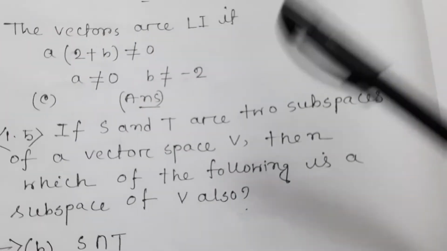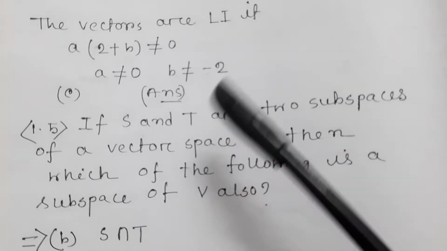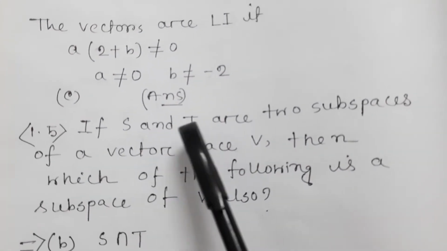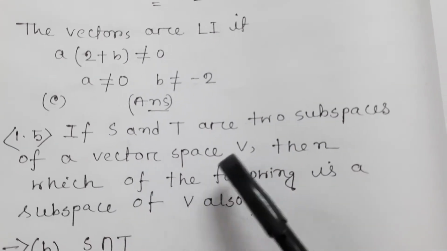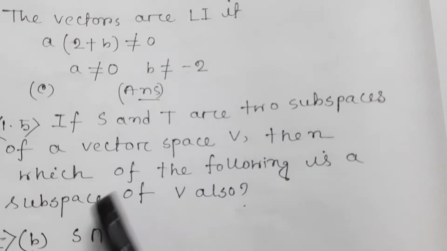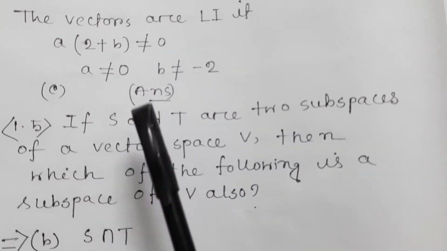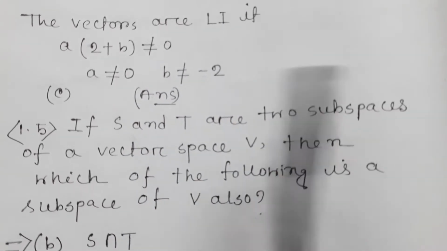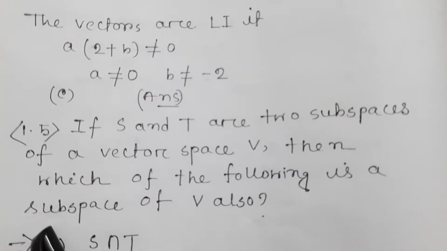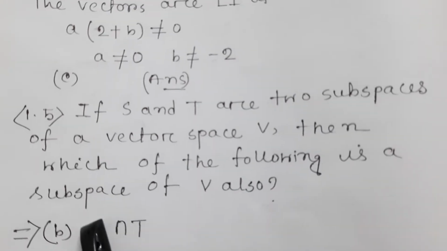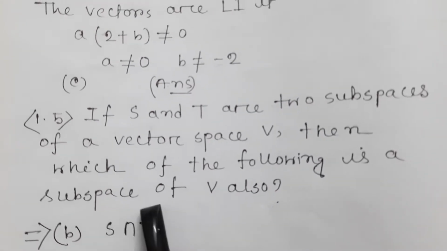Okay, next question. If S and T are two subspaces of a vector space V, then which of the following is a subspace of V also? So here, S intersection T.